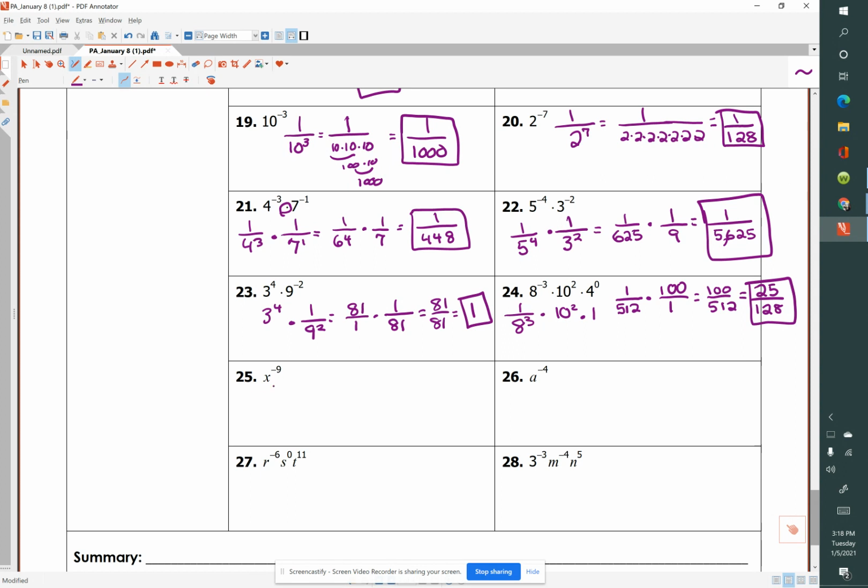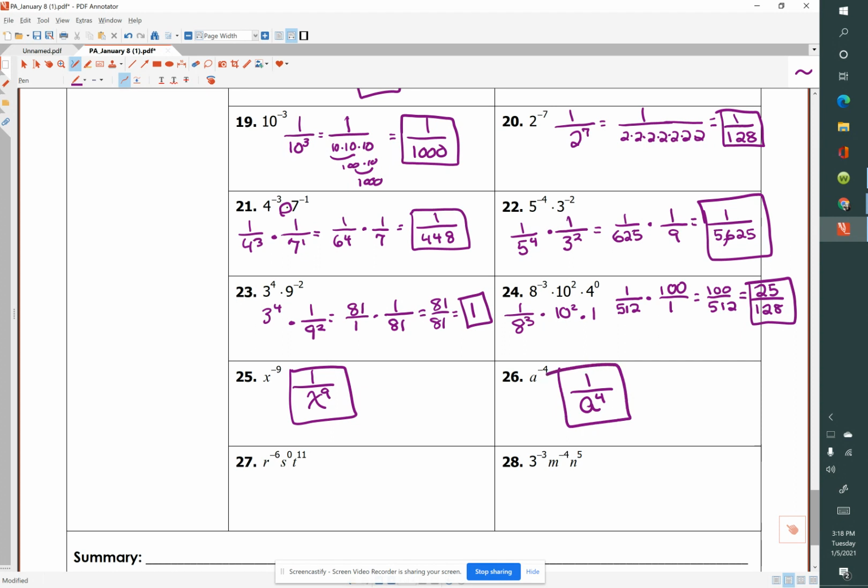Number 25, x to the negative ninth. Okay, same rule, even though it's a variable, we put it under 1 and we keep the same exponent. We just remove the negative sign. A to the negative fourth, put it under 1, remove the negative sign.